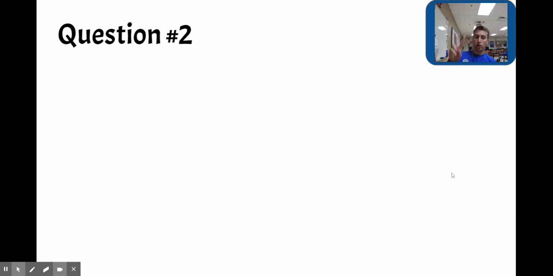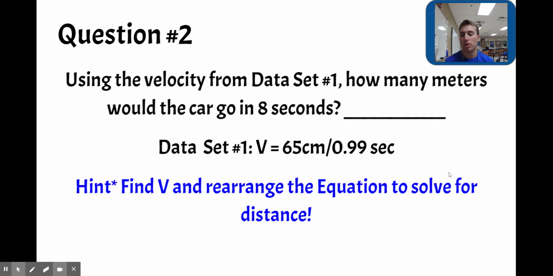This brings us to question number 2. If we're using the velocity from data set number 1, how many meters would the car go in 8 seconds? Just a reminder that data set number 1's velocity is 65 centimeters over 0.99 seconds. You'll have to find it in meters per second. To do that, find V and then rearrange the equation to solve for distance, just like you would in algebra class. Ready, set, go.